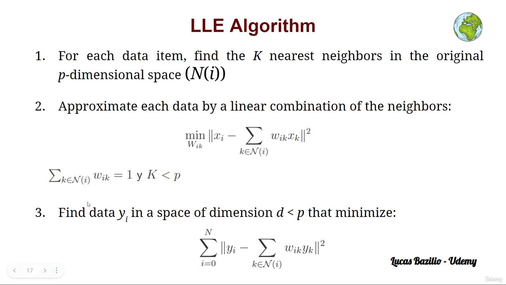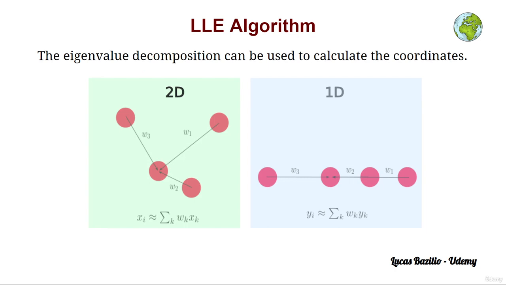And so now to find this new data on this new dimension space, let's just call this new data y with subindex i, which is the same subindex that we have on the data in the original dimension space. Then to find this y, we need to minimize the squared distance between this new value y with subindex i and the approximation using the weights. And this is essentially it. We can see an example from a two-dimensional space into a one-dimensional space.